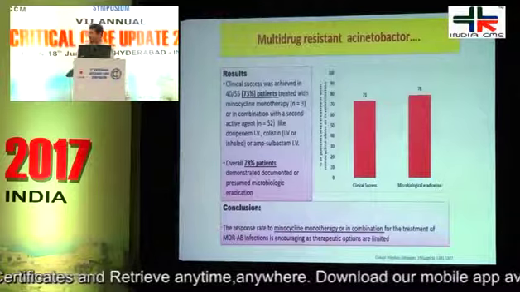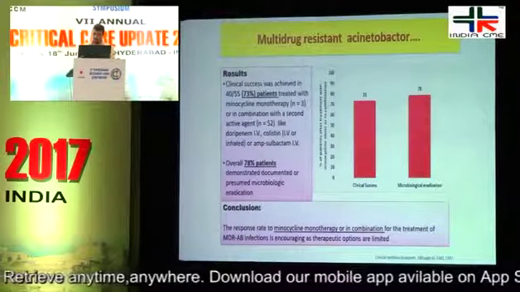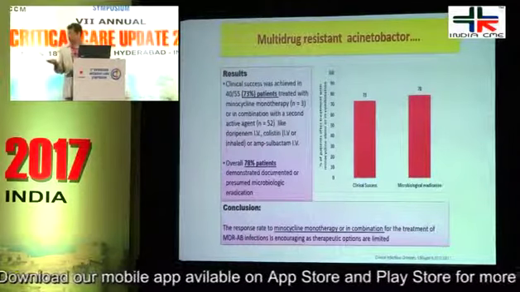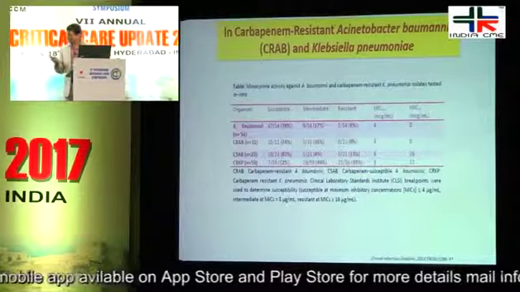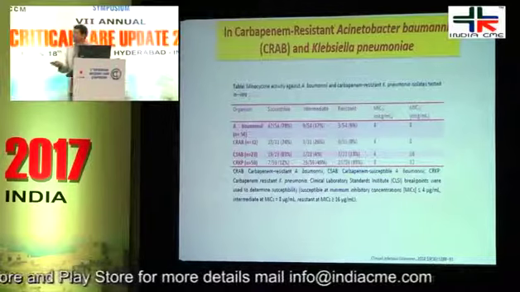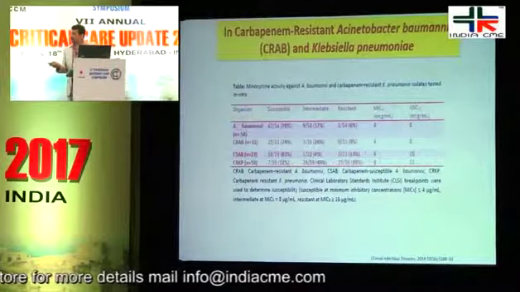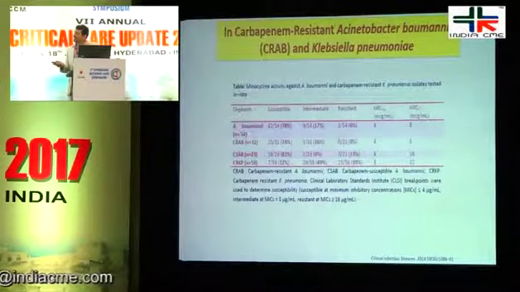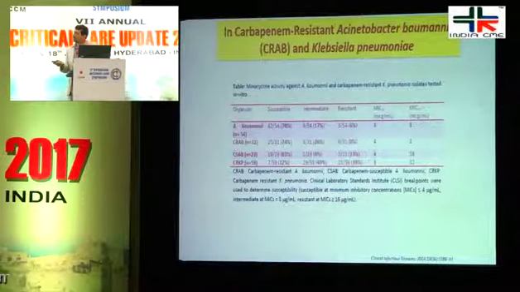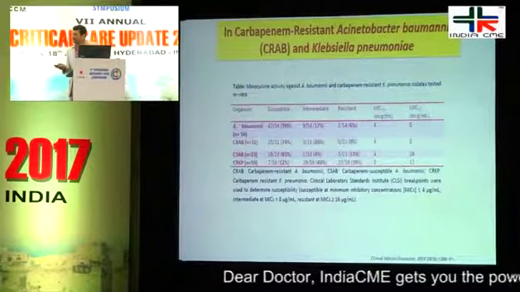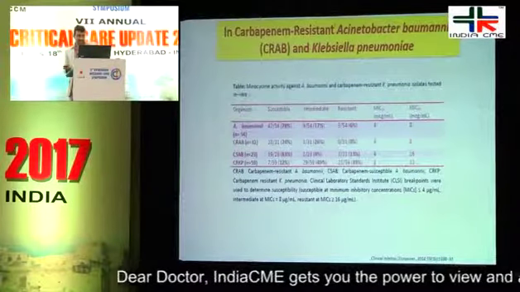So technically, we can conclude that minocycline is a good drug against carbapenem resistant Acinetobacter. Now if you look at this study, where they specifically looked at Acinetobacter as well as Klebsiella, both carbapenem sensitive and resistant organisms, you see that the statistics are quite in favor of using minocycline in Acinetobacter, also in carbapenem resistant Acinetobacter. Whereas if you see in Klebsiella, it's not very encouraging, right?